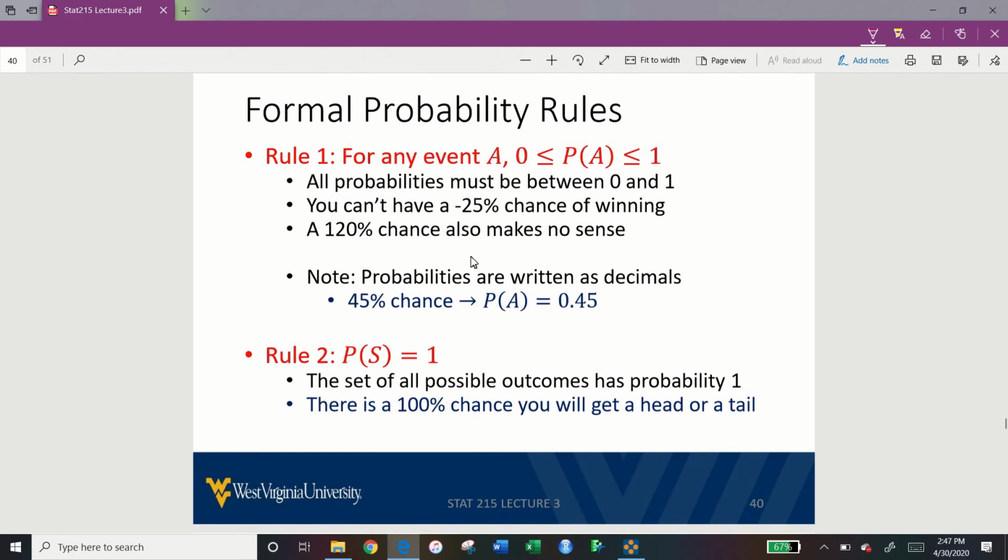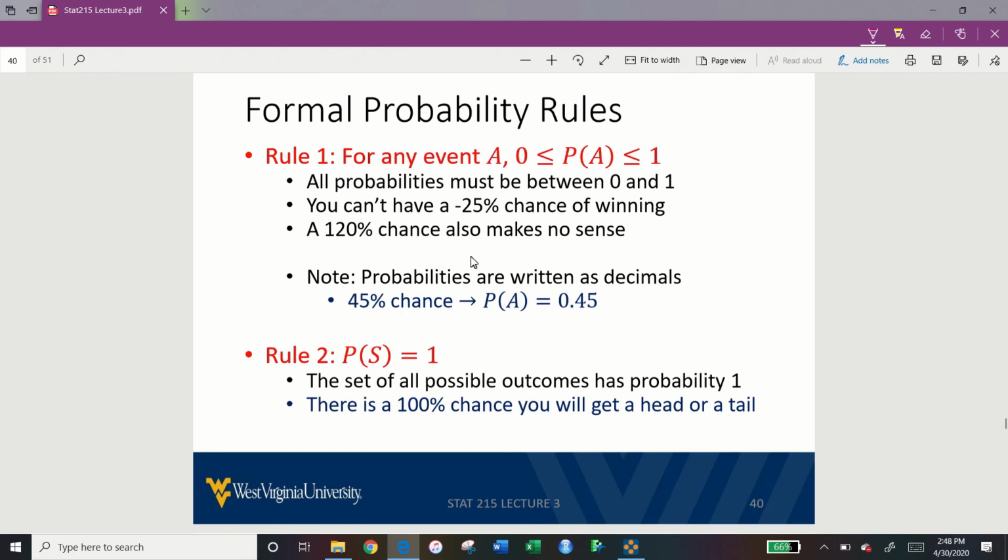Let's take a look at Rule 1. For any event A, 0 ≤ P(A) ≤ 1. Translation: all probabilities must be between 0 and 1. Meaning, you can't have a negative 25% chance of winning and you can't have a 120% chance. That makes no sense. Also note, probabilities are written as decimals. So a 45% chance is going to be written as the probability of, say, event A equals 0.45.